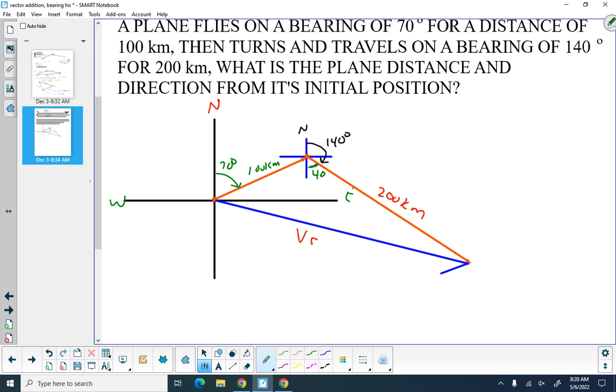What does the measure of this angle have to be? 70. Because if I look at this line and this line being parallel, here's my transversal. These are alternate interior angles. So if this is 70 here, this has to be 70 there. So my total amount for this angle is 110 degrees.